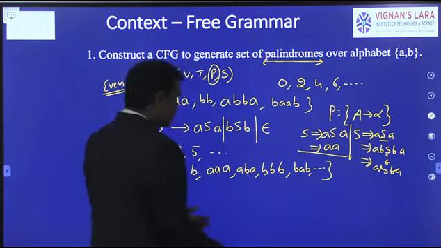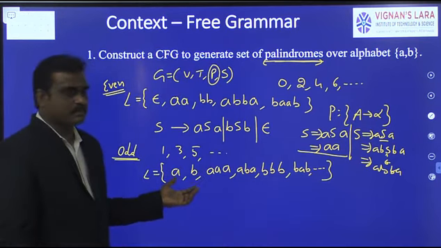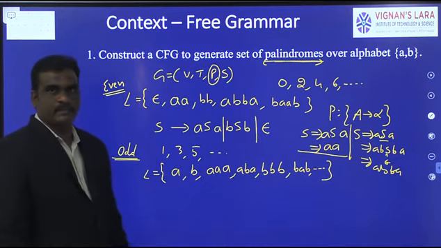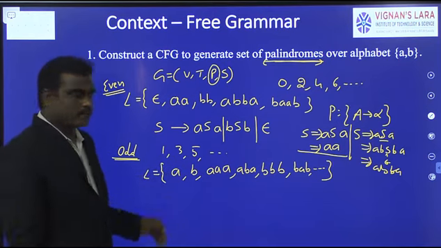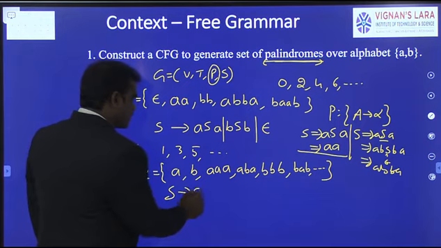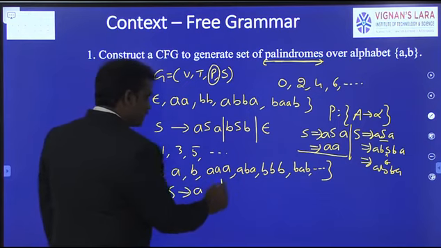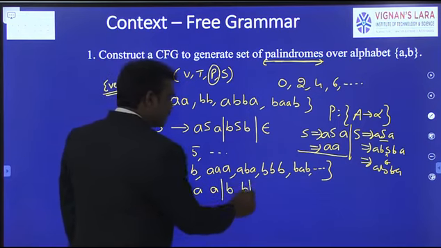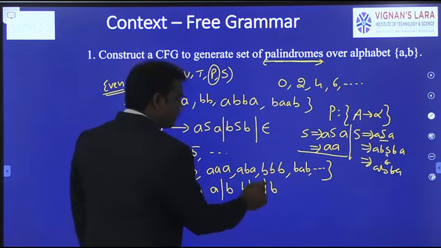Okay. So these are some of the strings related to the odd length palindrome. Now write the grammar. So S → A S A, starts with A, ends with A. Starts with B, ends with B. Only A and only B.